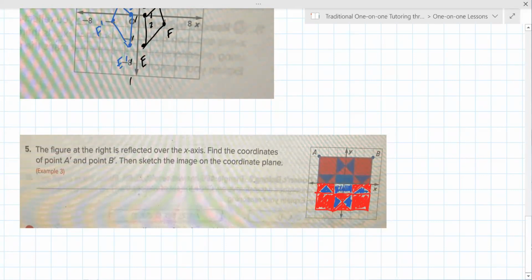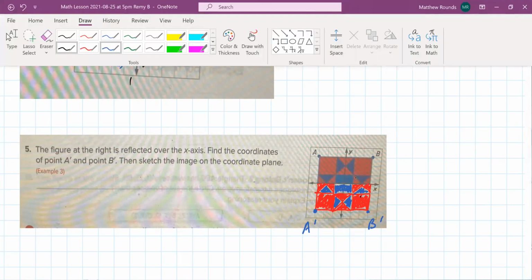All of that there. Okay. So your instructor is looking for something like that with it. Now A prime is down there and B prime is down there. And you just have to find the coordinates. It's really just a matter of counting.